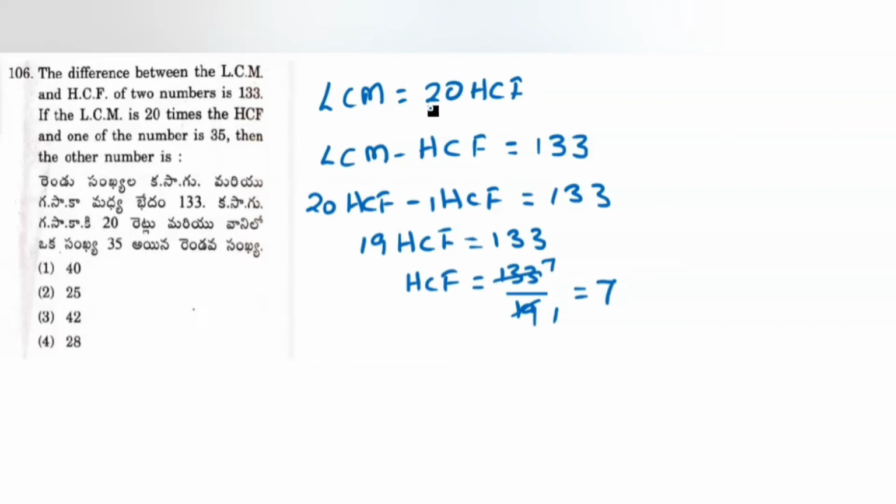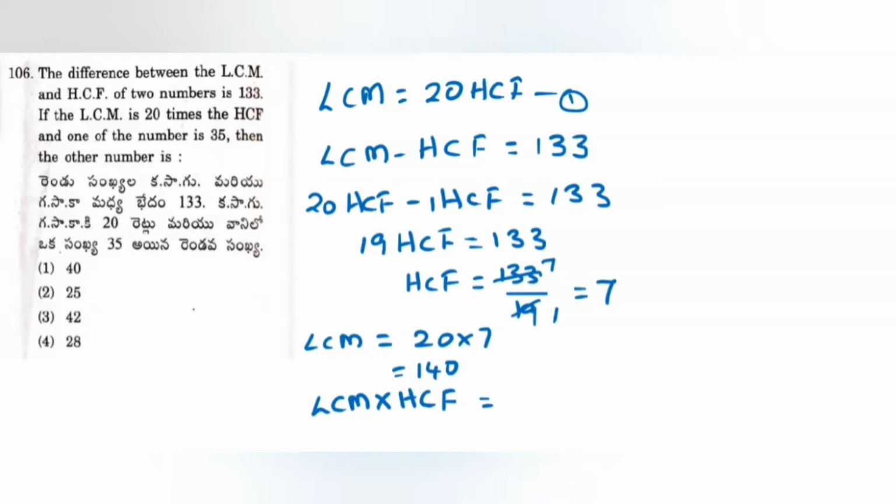Let us substitute that in the first equation. Let us think of this as 1. Substituting this in equation 1, LCM will be 20 into 7, which is 140. So we got LCM as 140, HCF as 7. Now after this, he has given one of the numbers is 35. We have a relation between LCM and HCF with the numbers. So the relation is LCM into HCF should be equal to product of numbers.